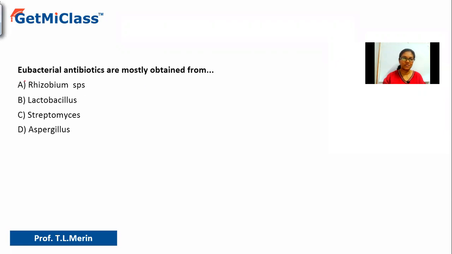So let's solve this question here. It says, eubacterial antibiotics are mostly obtained from. Option A says Rhizobium species. Option B says Lactobacillus species. Option C says Streptomyces. Option D says Aspergillus.